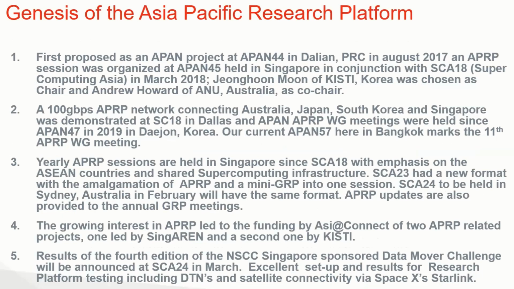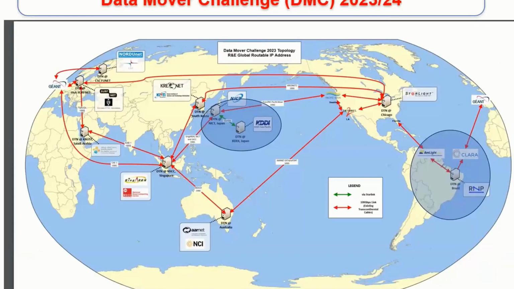Now, the APRP, the Asia Pacific Research Platform, where Jong-Hoon Moon is the chair and Andrew Howard the co-chair, is an extension of the original PRP in California. And one of the elements I would like to stress is the Data Mover Challenge. The Data Mover Challenge is something we started in the context of the Supercomputing Asia conferences to try to find the optimum software to transmit data.